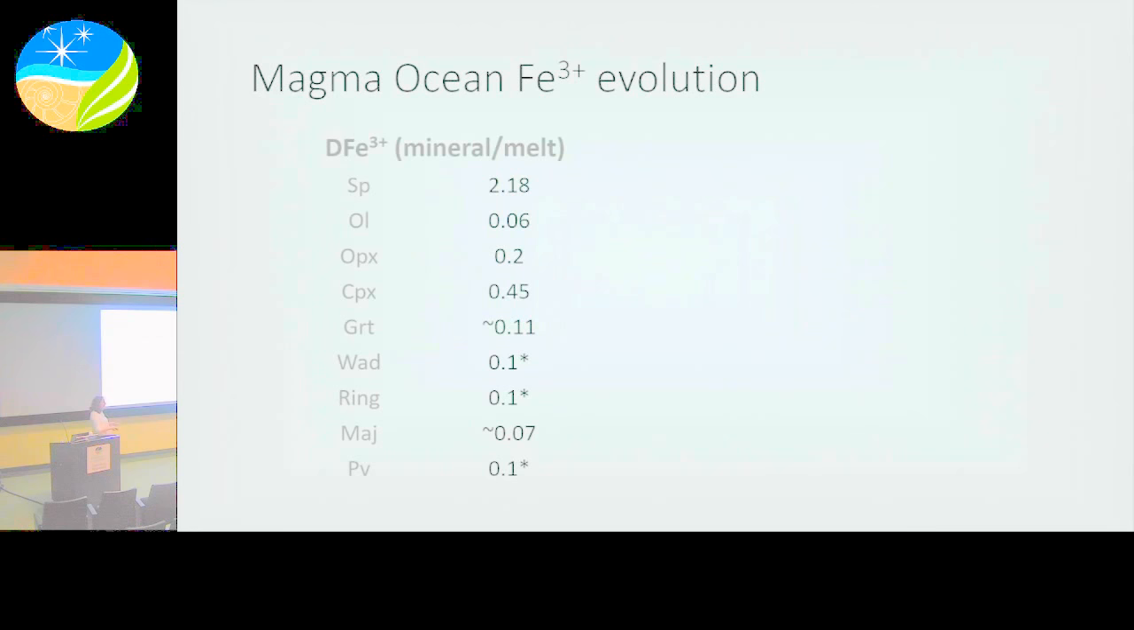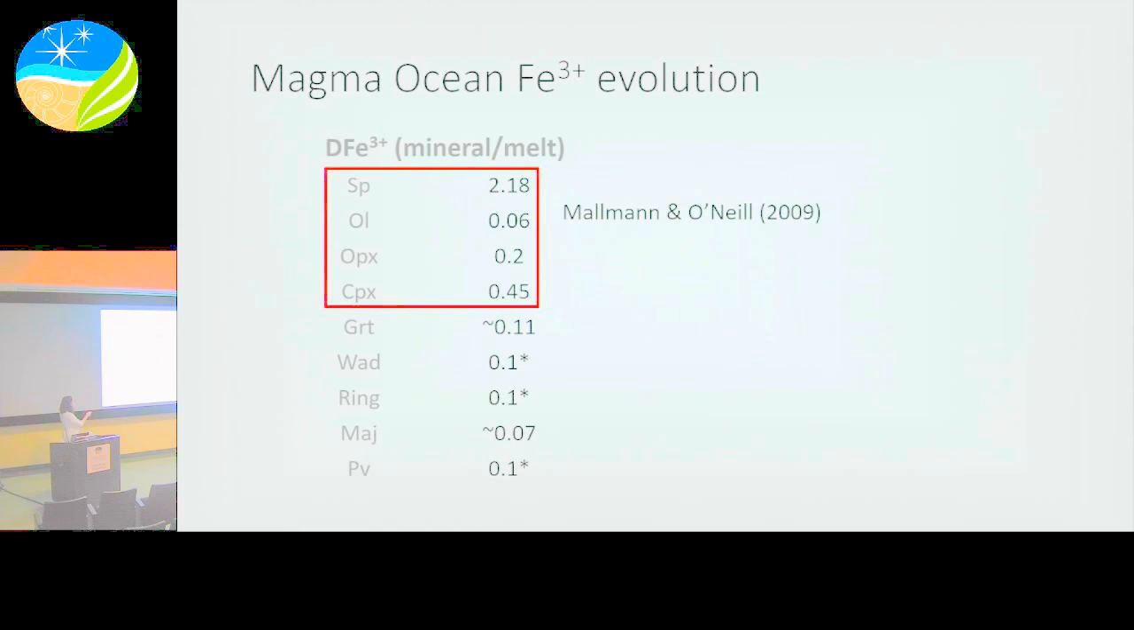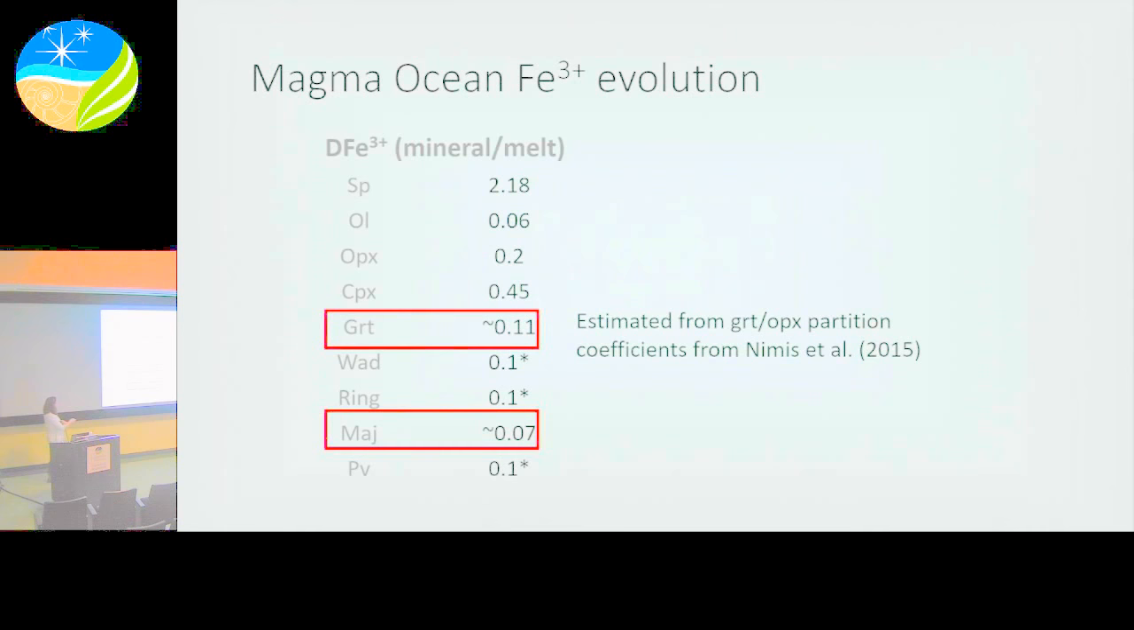So really quickly, here are the partition coefficients, which unfortunately are not that well known. They're a little better known for the upper mantle minerals. So iron 3+ is compatible in spinel, but not much else in the upper mantle. So this is from Mallmann and O'Neill. For the garnet and majorite, these are again mineral-melt partition coefficients, and I've estimated these from garnet-OPX partition coefficients.